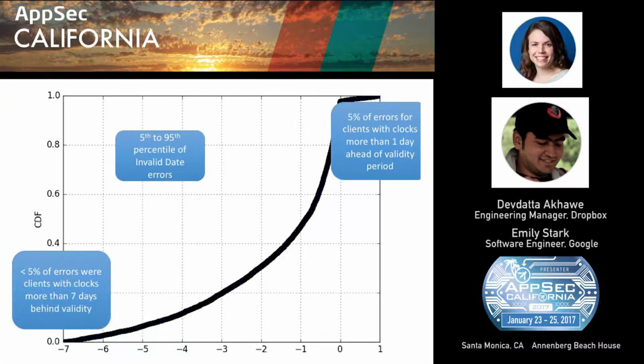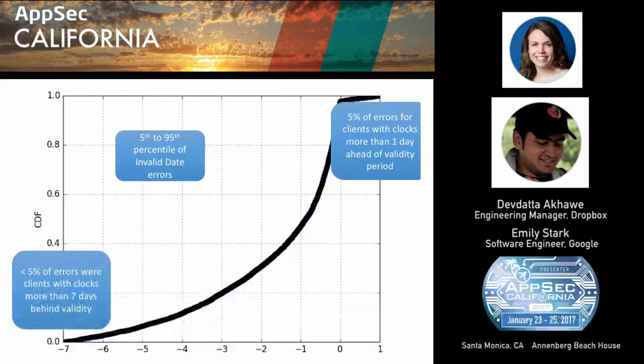What that means, looking at this graph, is that less than 5% of errors were with clients who had clocks more than 7 days behind, because the x-axis is -7 here. And less than 5% of errors were clients with clocks more than 1 day ahead. I want to point out this is 1 day here and -7 here. So that's the 5th to 95th percentile. Does the graph make sense? -7 to 1 day. All right.